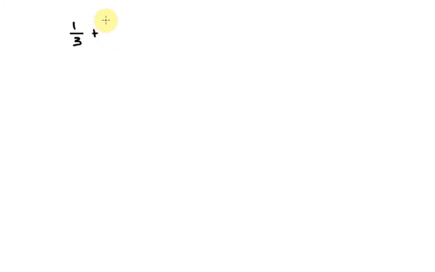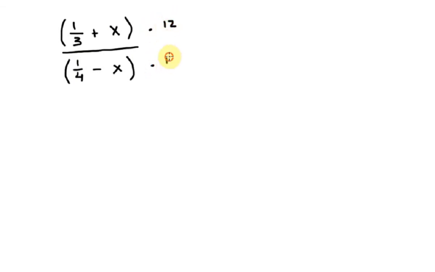1/3 plus x on the top of my fraction, and underneath that I have 1/4 minus x. So I go, okay, let's get rid of the fractions within the fraction. I'm going to multiply the top and the bottom by something that is divisible by 3 and also divisible by 4. The smallest such number is 12. So I make sure I do it to the top and bottom. Okay, so what's going to happen here? Well, on the top, I'm going to have 12 times 1/3.